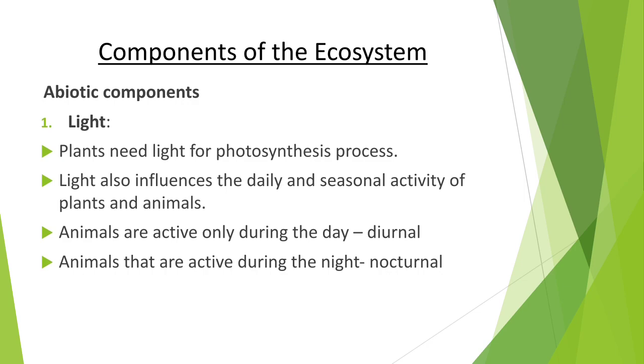What do you mean by abiotic components? Abiotic components are, in the surroundings, the things which are not alive and never were, like light, temperature, air, water and soil. These are the major abiotic components. Let's discuss one by one. First one is light. Why do the plants need light? Sunlight is a very important factor for the plants.